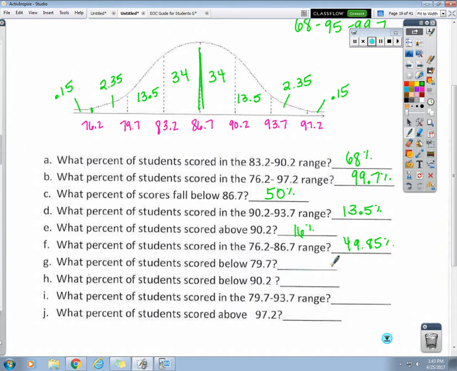What percent of students scored below a 79.7? 2.5. Hold on. Did you just really count? What percent of students scored below a 90.2? 84%. Okay, because that's below this. Well, that would be 50, and then add that 34 in, 84. What percent of students scored in the 79.7 to 93.7 range? 95%, because that's 2 below and 2 above the mean. And what percent of students scored above a 97.2? 0.15%.